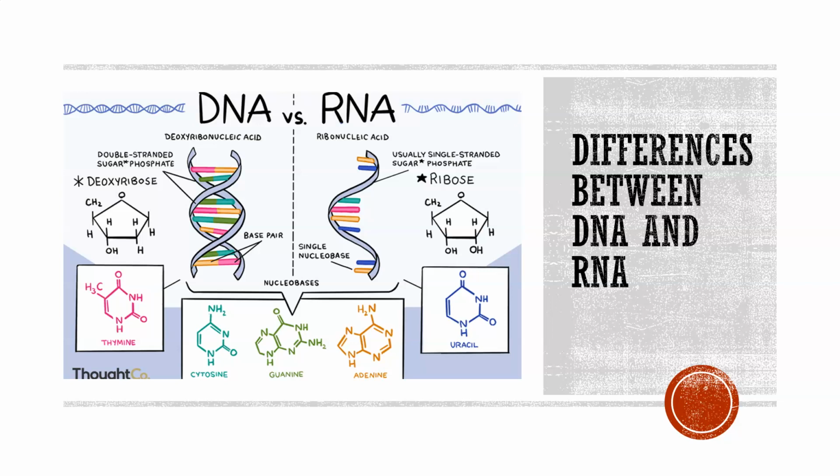Half a ladder, basically. Both of them share the bases cytosine, guanine, and adenine. Uracil is a unique base to RNA, whereas thymine is unique to DNA. The other difference being the sugars that we just spoke about.